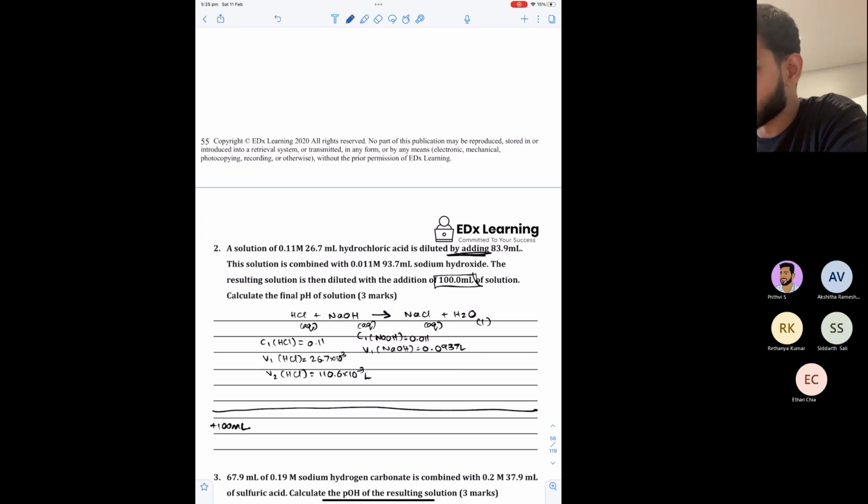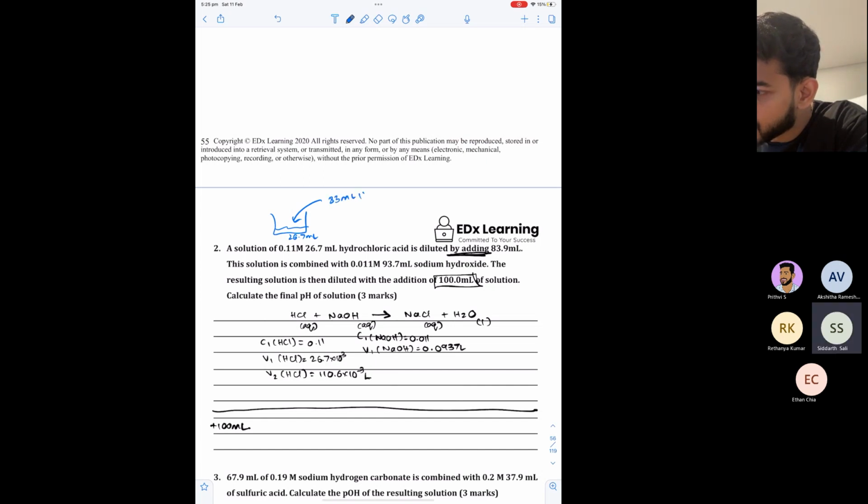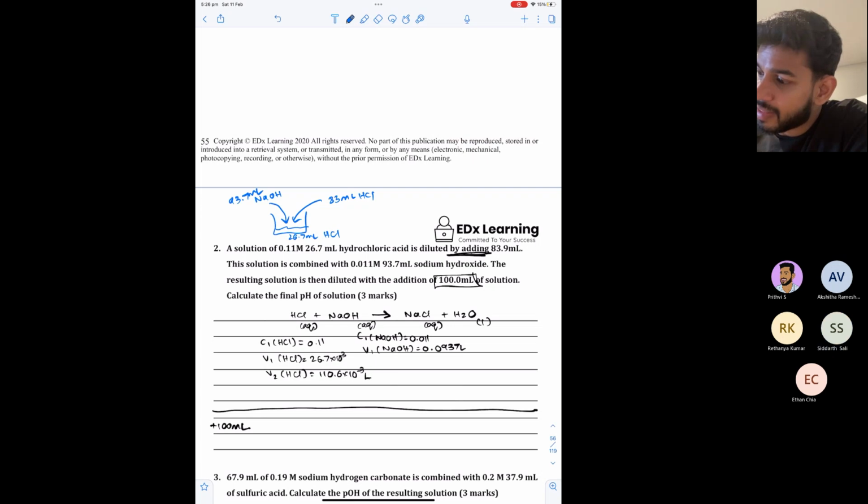Actually, though, what's one other additional thing? We've done the equation, we've put in our data. What's one safe diagram? Yes, very good. So you can go, all right, we had 26 ml of HCl, and then we can do it like this. There's a beaker, there's 26.7 ml, and we added 83 ml HCl. And then that's combined with sodium hydroxide of 93 ml. And then we further add 100 ml at the very end.